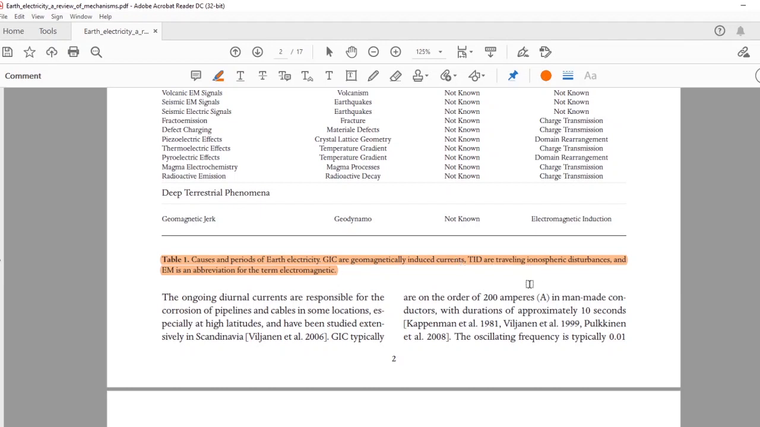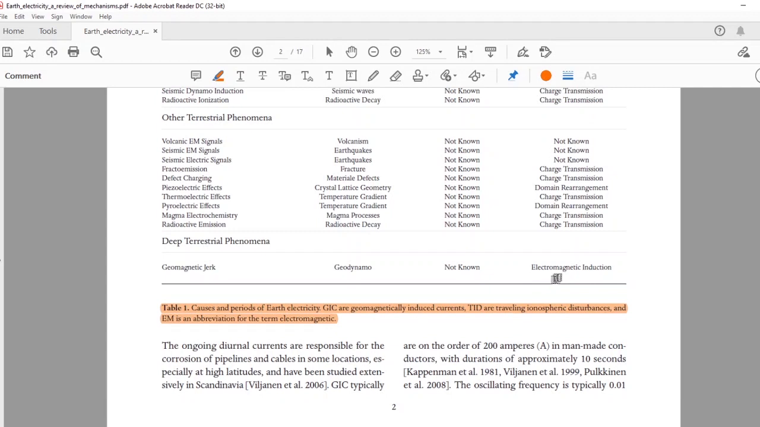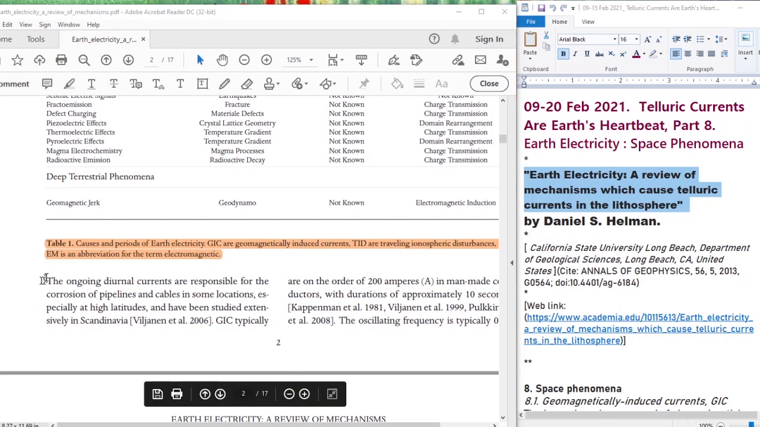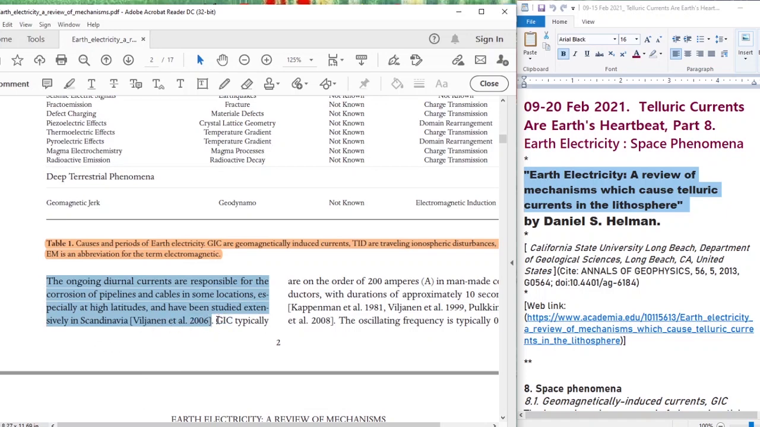TID are traveling ionospheric disturbances, and EM is an abbreviation for the term electromagnetic. The ongoing diurnal currents are responsible for the corrosion of pipelines and cables in some locations, especially at high latitudes, and have been studied extensively in Scandinavia. And they're given the reference 2006 there.